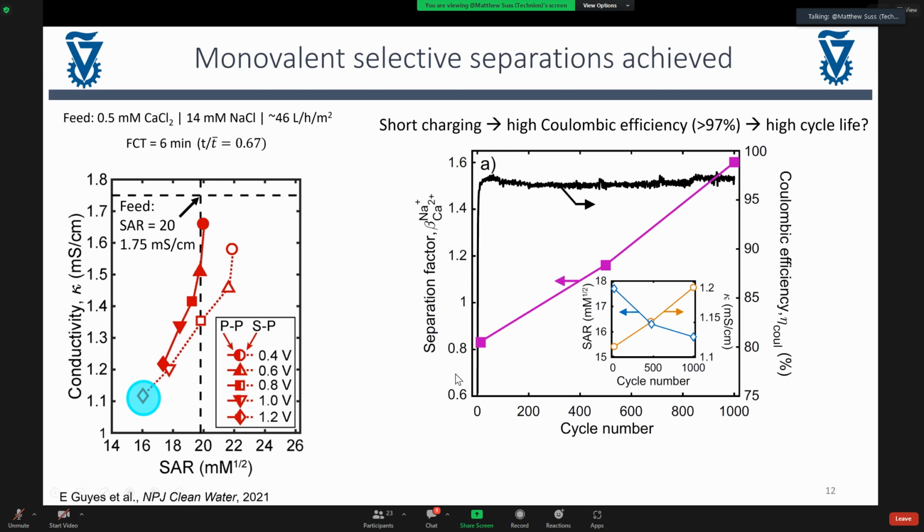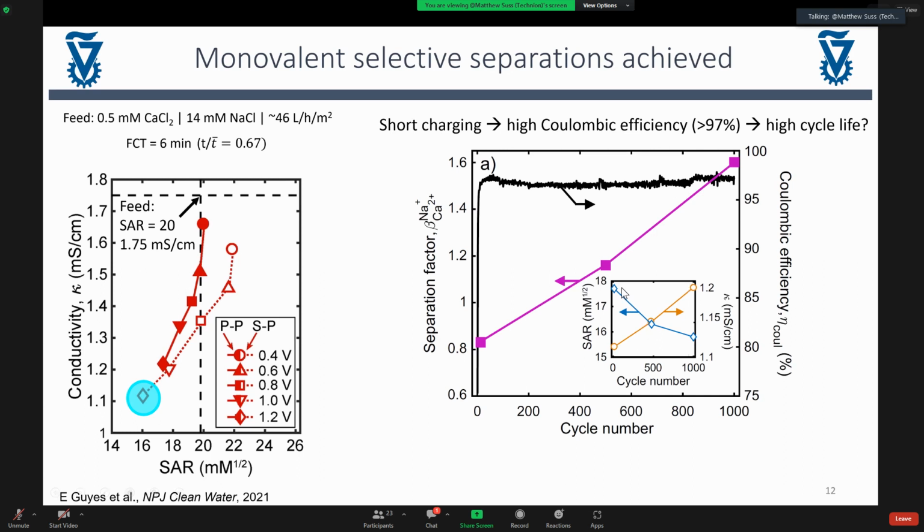Where we plot on this y-axis, this purple line, versus the cycle number, the separation factor of sodium versus calcium. And you see at the first cycle, the separation factor is about 0.8. So we are almost equal in terms of calcium and sodium. And then what happens is it starts to increase in time, which is a very interesting phenomenon we found. So actually our separation is improving in time with cycle number, because as the cell ages, it actually becomes more monovalent selective, which was a really interesting thing that we found. And the coulombic efficiency remains at around 97% or so throughout this experiment.